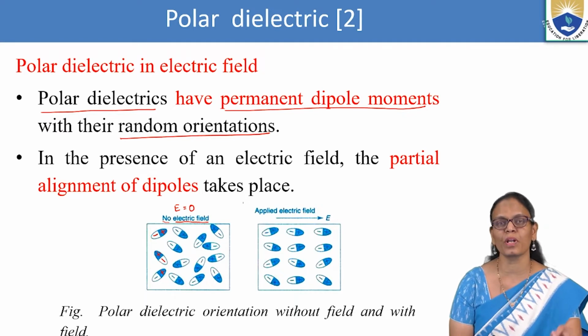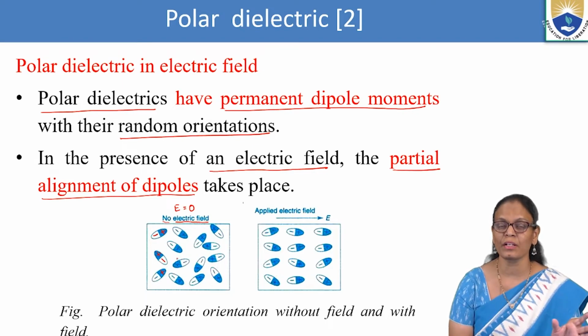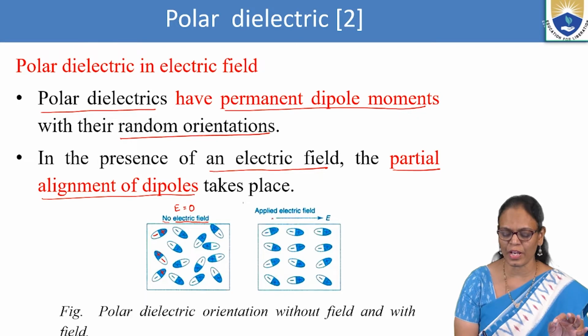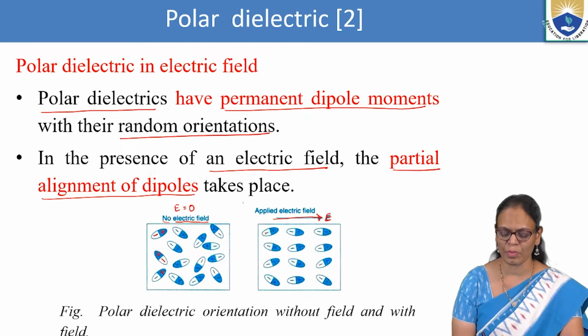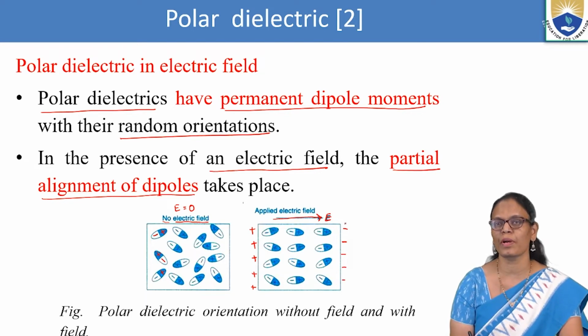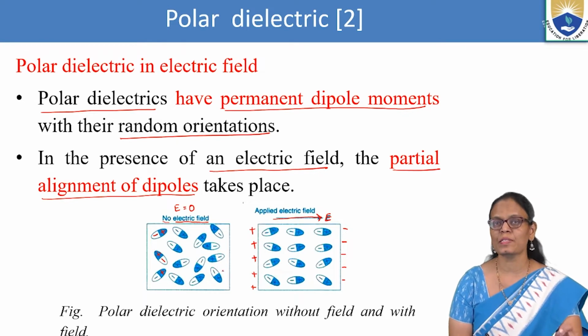But whenever we place this polar dielectric in an electric field, partial alignment of dipoles takes place. These dipoles, which are randomly oriented, will now start aligning towards the applied electric field. This denotes the applied electric field. So what happened to these dipoles? You see, they are getting oriented partially. All the minuses are pointing towards the positive plate if you are applying the electric field like this, and all the positives are pointing towards the negative side. So in the presence of an electric field, they show partial alignment of dipoles, and in this case the net dipole moment will not be equal to 0.